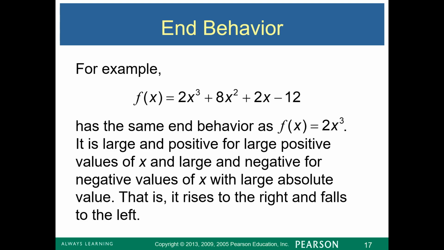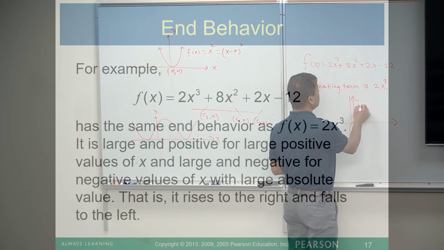Now you have to look here. If you look at the graph, the graph of 2x cubed is the vertical stretching of the graph of f(x) equals x cubed by a factor of 2. Is that right? So the graph of 2x cubed looks something like this. Agree? So this is the graph of f(x) equals 2x cubed.